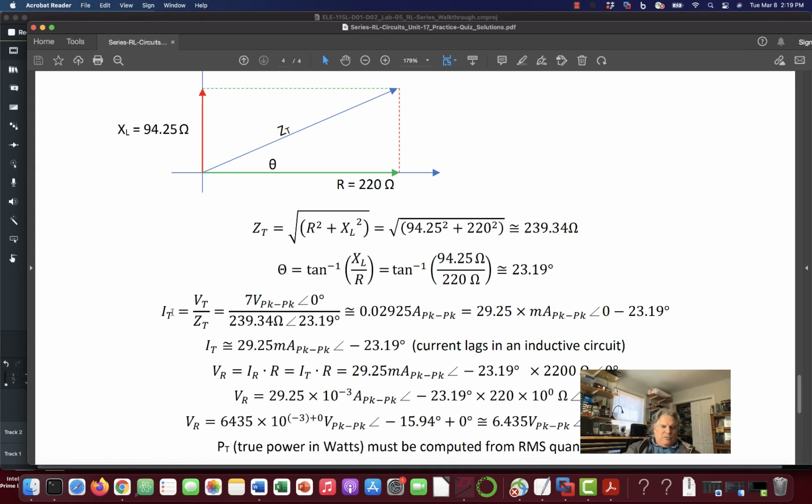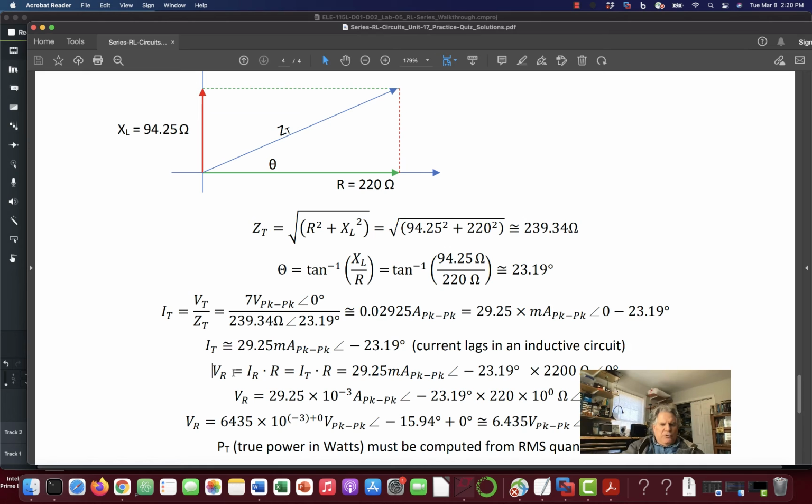Great. Once again, we're going to find the total current with Ohm's law. We have total voltage divided by total impedance: 7 divided by 239.34 at 0 degrees divided by 23. So we're going to get an answer of 29.25 milliamps at basically negative 20.19 degrees. And the current is lagging again, a negative phase angle in an inductive circuit.